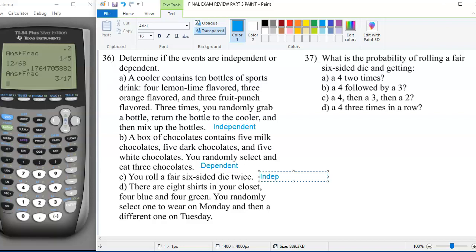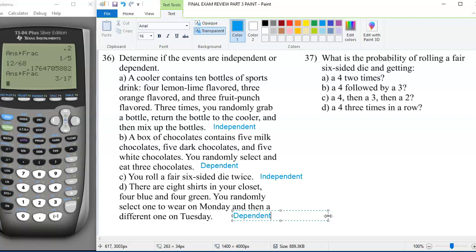All right, dice are always independent. It's not like you roll the die, you got a 5, and then suddenly you're like, oh, I guess it can't be a 5 anymore. That's not exactly how they work. All right, 8 shirts in your closet, 4 blue and 4 green. You randomly selected one to wear on Monday and then a different one on Tuesday.